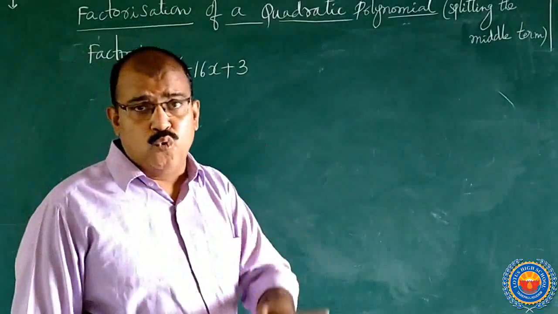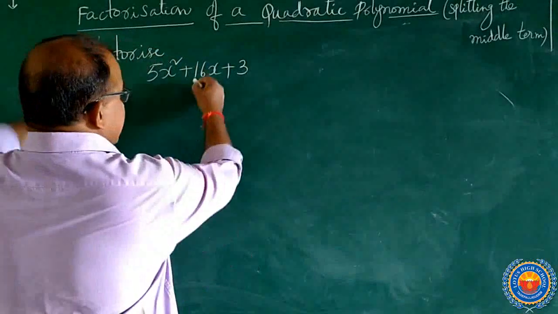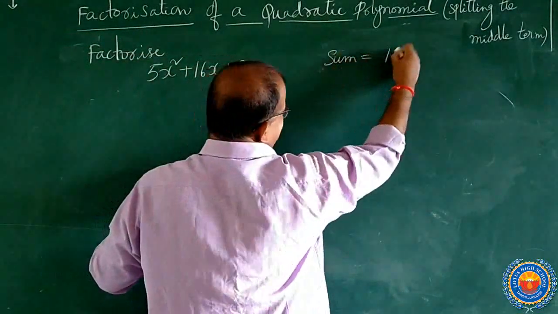That's what we have to go for, splitting the middle term. Splitting the middle term. What is the sum? Yes, sum is equal to plus 16.